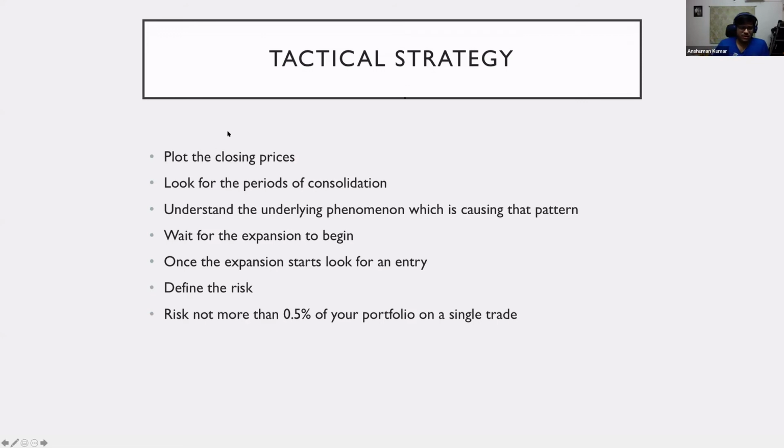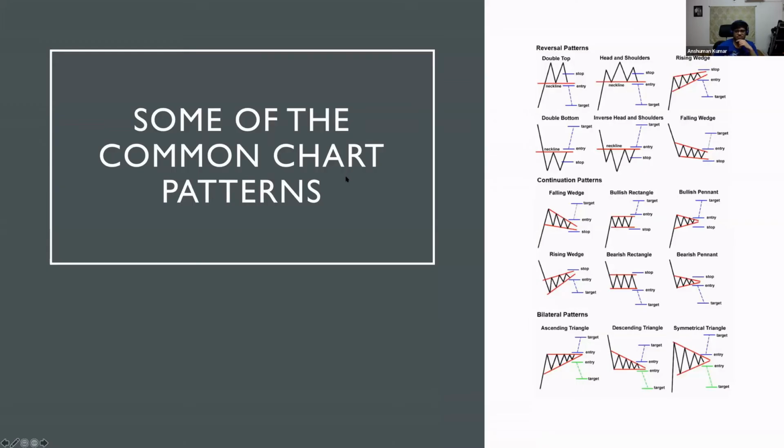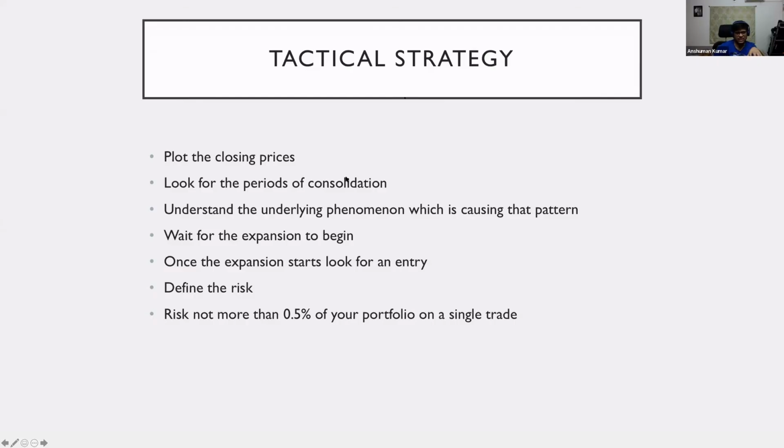Now, a little bit about the tactical strategy that we're going to talk about. We are going to plot the closing prices. Then we're going to look for the periods of consolidation. When we talk about the periods of consolidation, I have just explained that those are periods when you have a slight rectangle, when the prices don't move up in a trend, they continue to compress, and the volumes start dropping. So as an investor, you'll make a list of those charts which are showing that particular type of pattern.